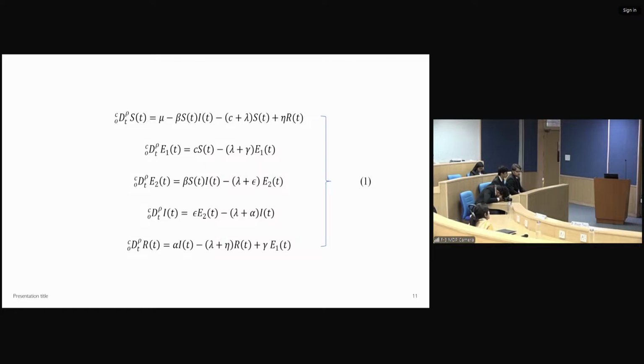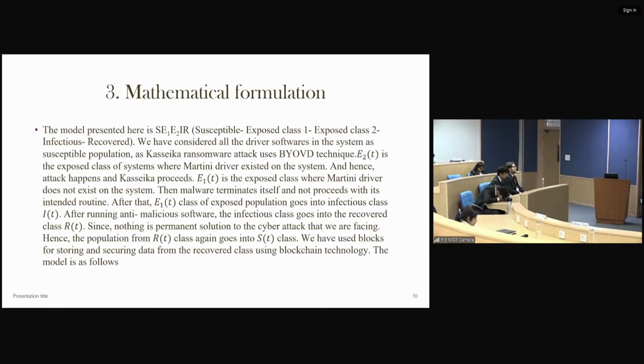This is the system of nonlinear equations with fractional derivatives of Caputo order rho for this model. We have supposed all the driver software in the system as the susceptible population, and E2(t) is the exposed class of systems where the vulnerable driver exists on the system, and hence the attack happens and Kasika proceeds. E1(t) is the exposed class where the vulnerable driver does not exist on the system and the malware terminates itself and does not proceed with its intended routine.